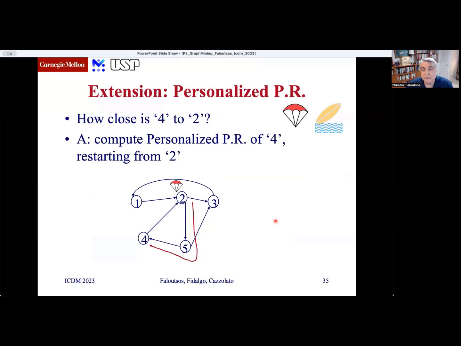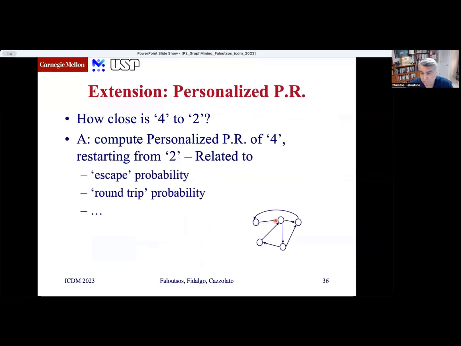And the Python package NetworkX computes it automatically, and this gives exactly the answer we want. This is not the only solution. There is the so-called escape probability, the round trip probability, and other variations. But even the plain personalized PageRank that we just described is a very good measure of how close a node is to another node.